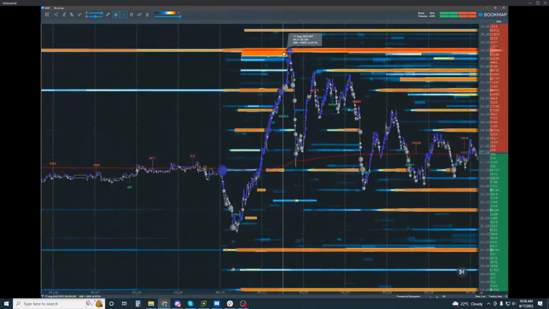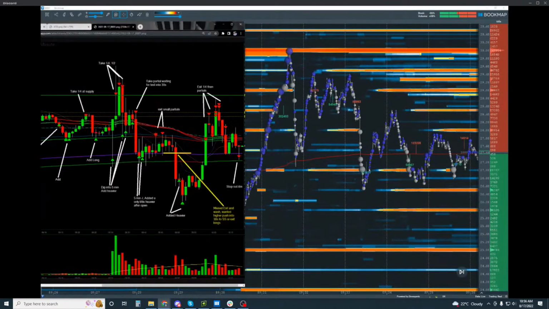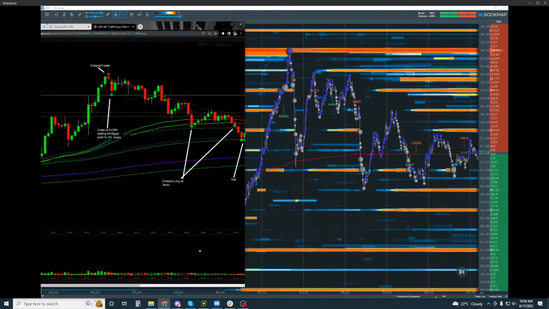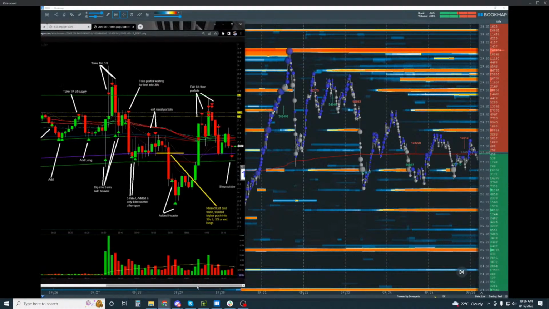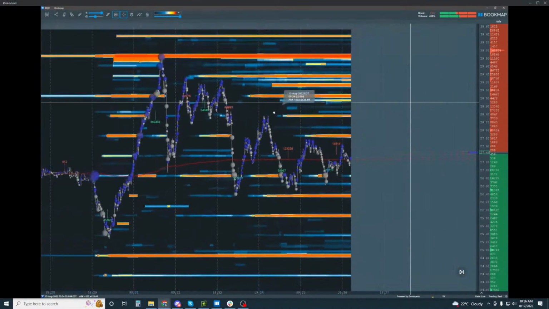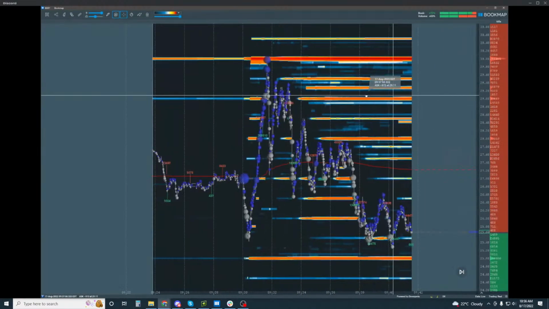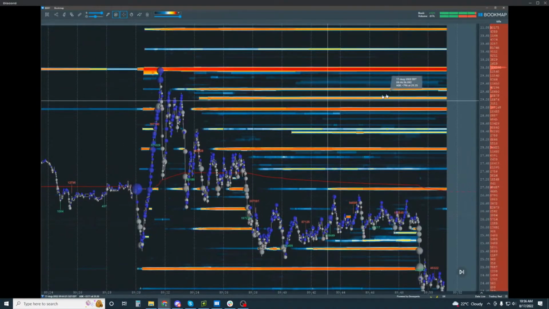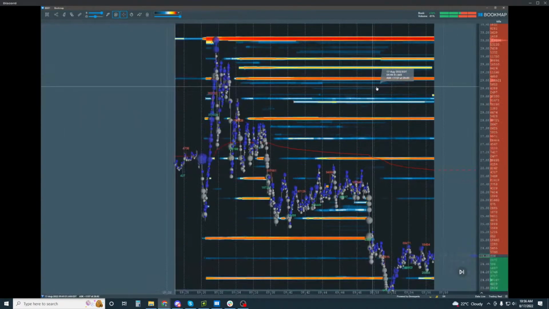Now, that 30 that we saw before, what he did over here, he sold into that 30 because he saw the resistance. So once we had the rejection, he sold it. And then over here again, once we had this secondary push, Bruce, let's zoom out a little bit.